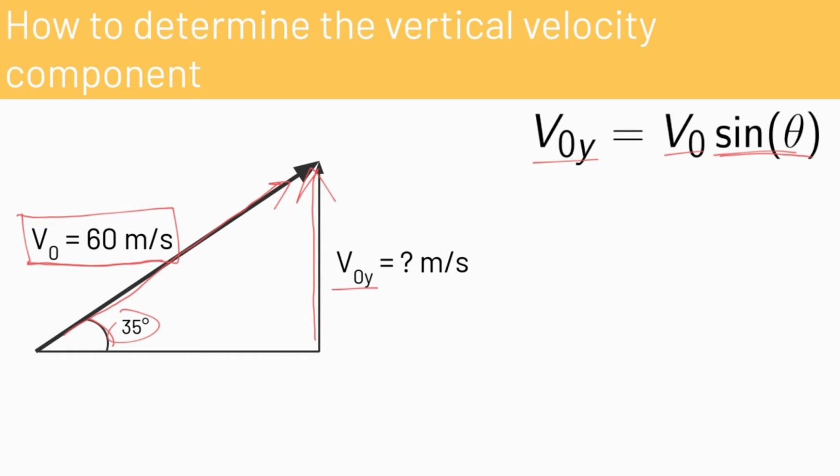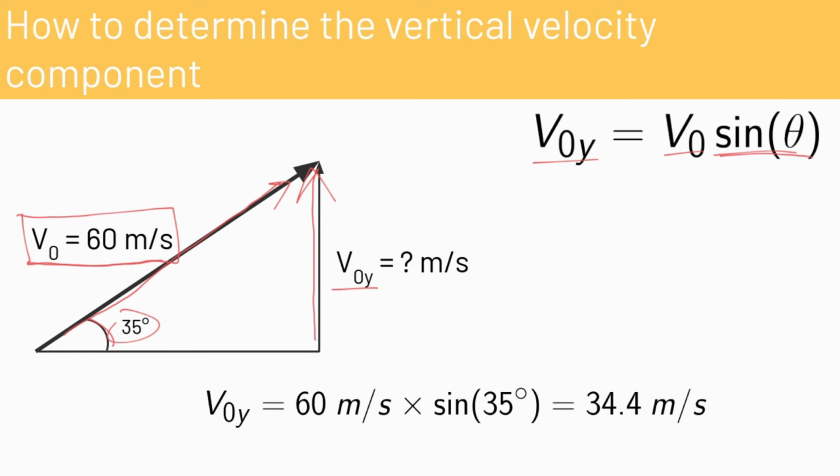So if we put all this together using the composite velocity that we have here, 60 meters per second, our vertical velocity component is equal to 60 meters per second times sine of 35. That equals 34.4 meters per second.